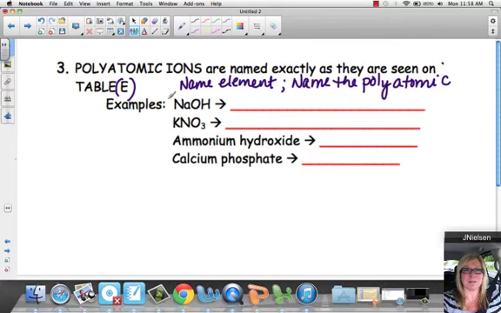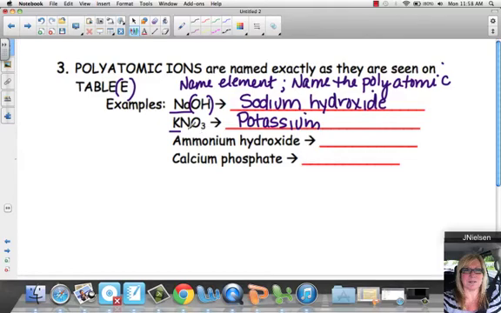So let's do a couple of examples. Here we have sodium, so we're just going to name that. And if I go to Table E, I see that the OH is the hydroxide ion. K is potassium. And if I go to Table E, I see that NO3 is nitrate. All I'm doing is writing it down exactly as it appears.